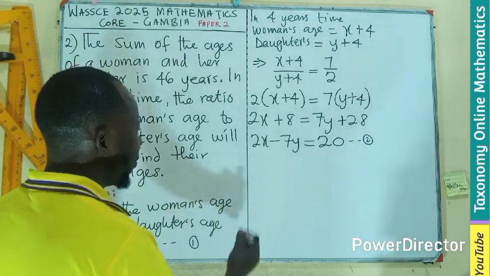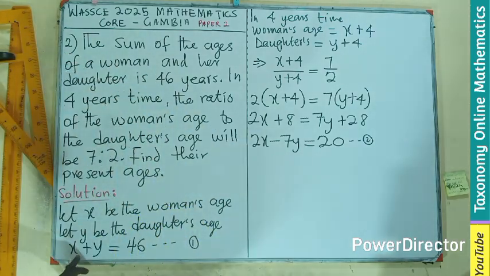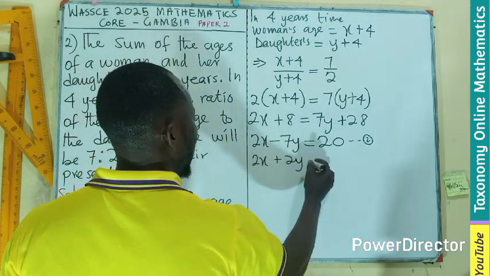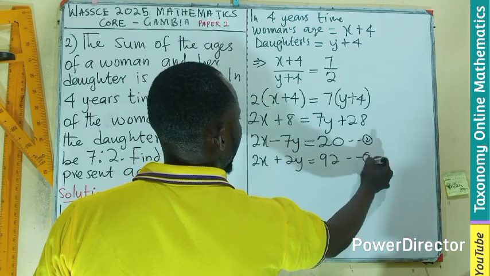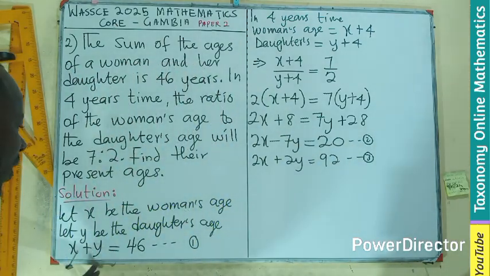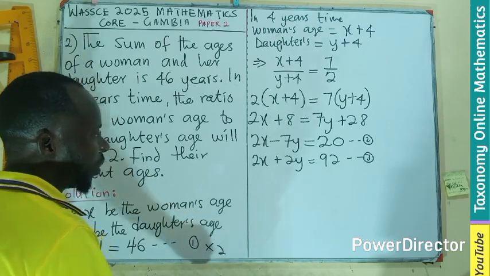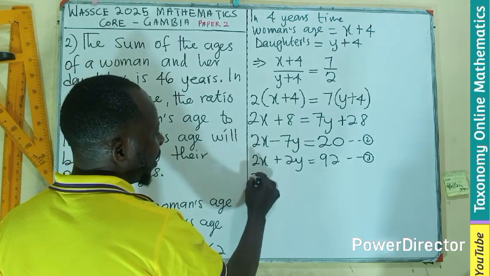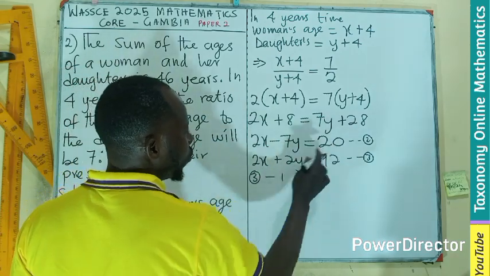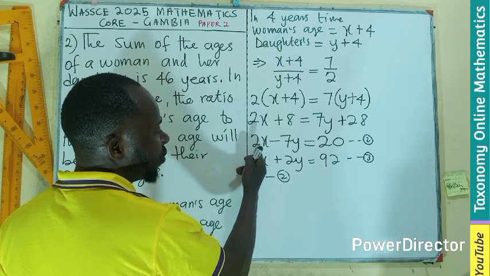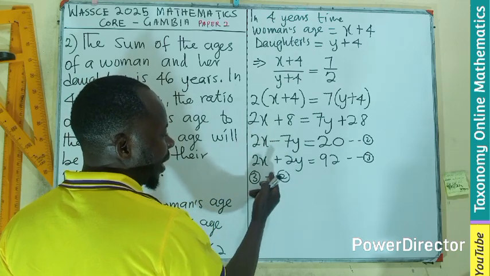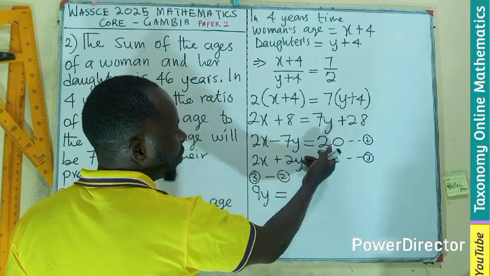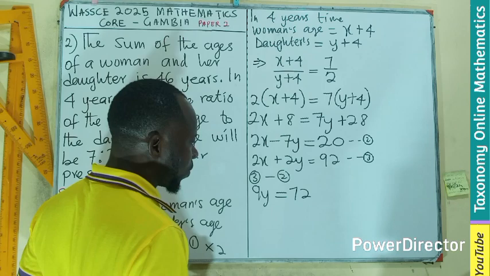So now we can solve equation 1 and 2 simultaneously in order to find the values of their respective what? Ages. So what do? Let me indicate equation 1 here by 2 will give me 2x plus 2y equals to 92, making equation 3. As a multiplying equation 1 by what? 2. In order to eliminate the x, they have the same variable. What do? I can have the equation 3 minus equation 2, meaning 2x minus 2x, 0. 2 minus negative 7 will give you positive 9y. 92 minus 20 will give you 72.